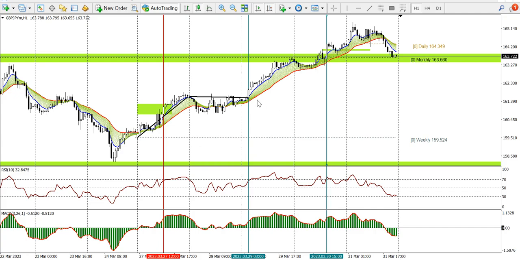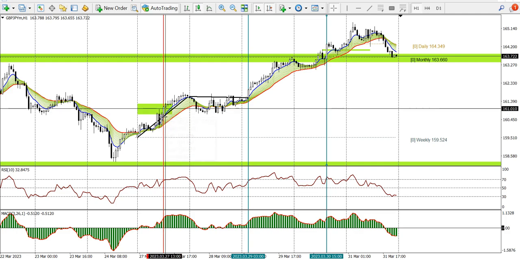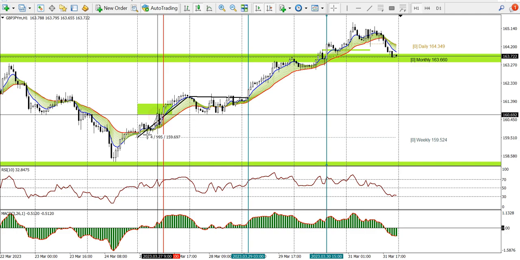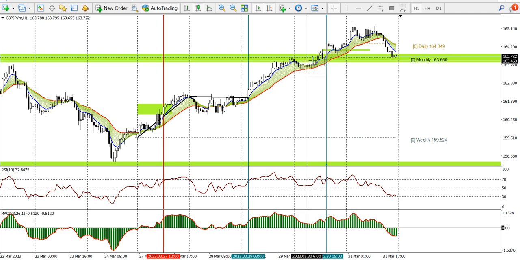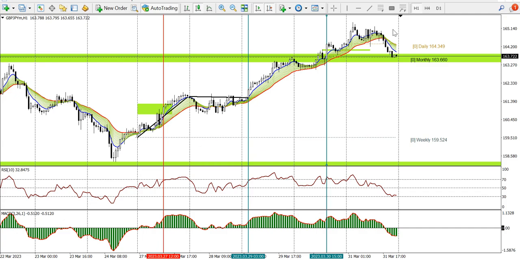And last week in GBPJPY we had two opportunities. Another opportunity, we could buy here, break of this structure, we could have bought here, our stop loss should be there. This is also another good opportunity, could have made a few pips profit. And another opportunity, yes, on Friday we had a loss.